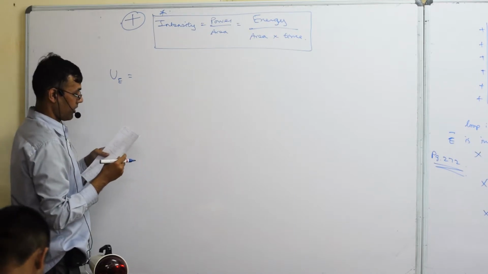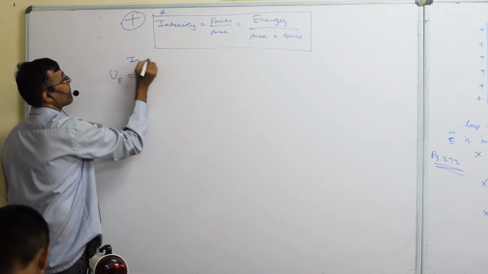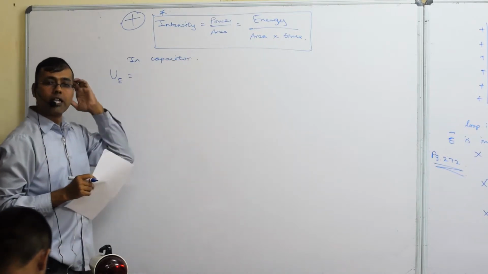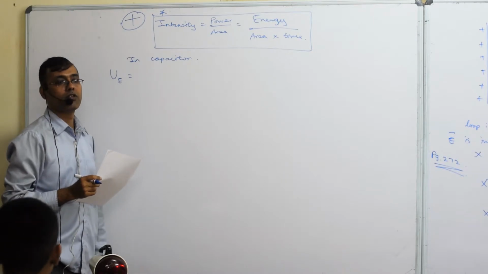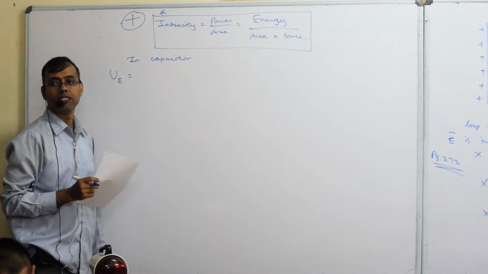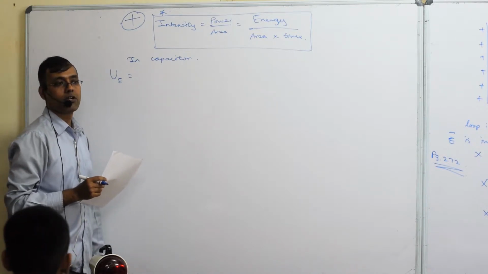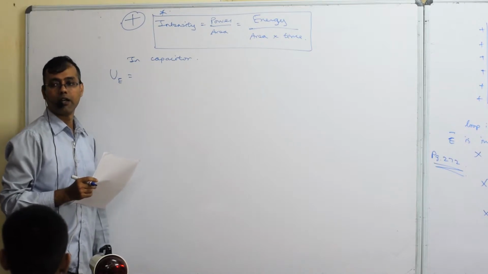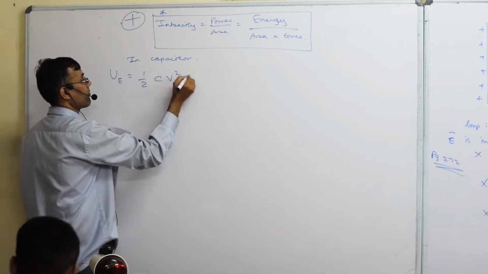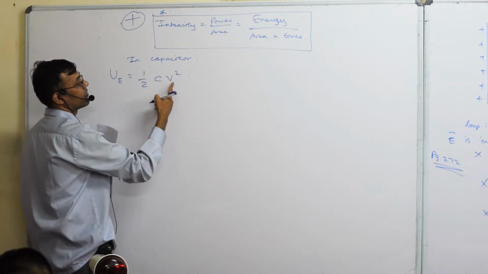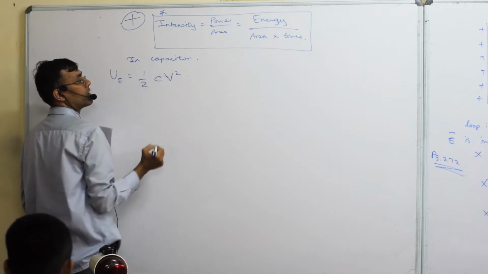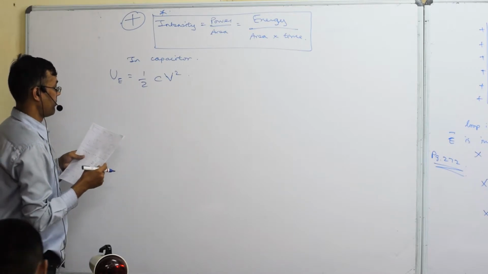Electric field in the capacitor. What is the energy in a capacitor? Half CV squared. I told you many times the easy way to remember: half MV squared for kinetic energy, half CV squared for capacitor, half Li squared for inductor. Three things, if you remember, it's easy. So this V is capacitor voltage, which means you have to write it a little bit there.